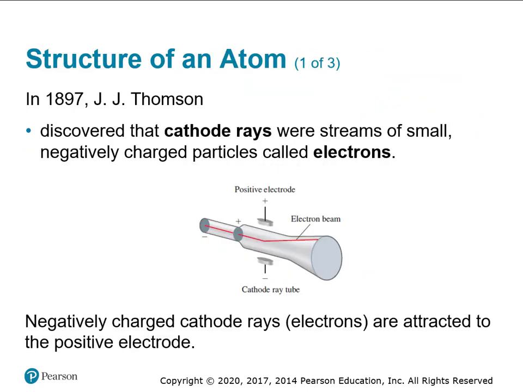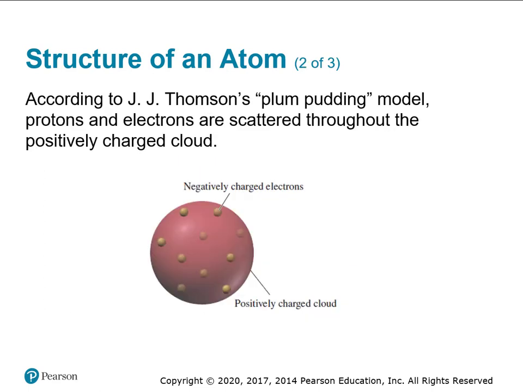J.J. Thomson is another scientist who discovered that cathode rays were streams of small negatively charged particles called electrons. Negatively charged cathode rays, or negatively charged electrons, are attracted to the positive electrode, right? Because opposites attract. According to J.J. Thomson's plum pudding model, that's his model of what the atom looked like, electrons were scattered throughout the positively charged cloud. So we've got negatively charged electrons in this positively charged cloud.